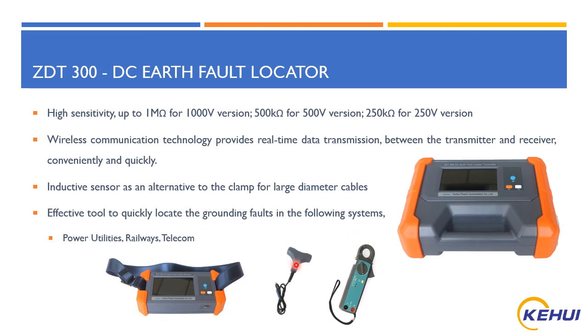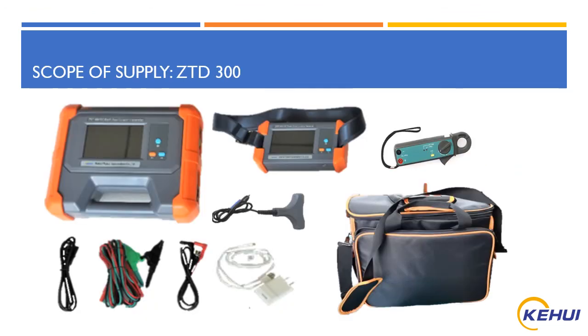We provide an additional inductive sensor to clamp larger diameter cables, and the complete package is very effective for locating ground faults in power utilities, railways, and telecommunication systems. So this is the entire scope of supply for the ZTD300 DC earth fault locator.